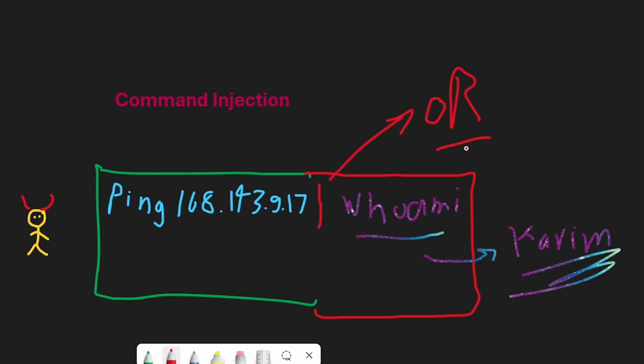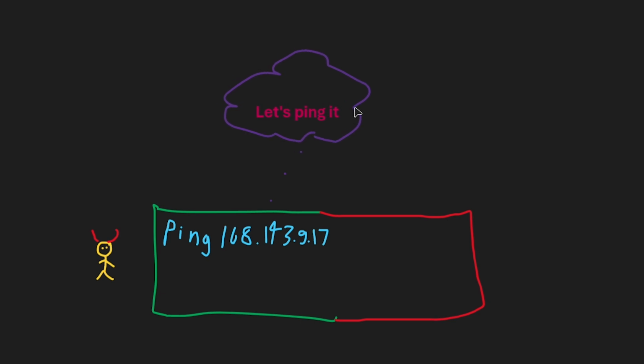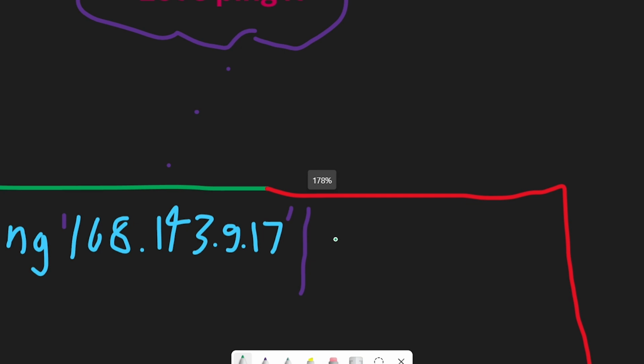The website's backend says let's ping this website. Ping and then the IP address, which is the thing you're gonna enter, right? Cool. What if instead of putting a normal IP address, we put an IP address then an OR operator? If this server is vulnerable to command injection, when you enter the IP address, then the OR operator, you can add another command to it.